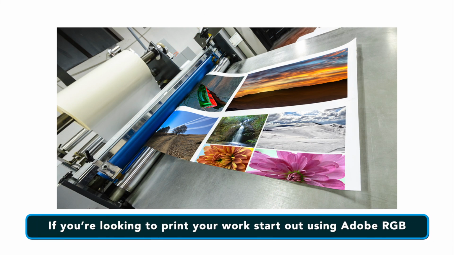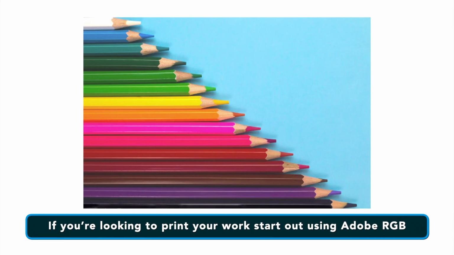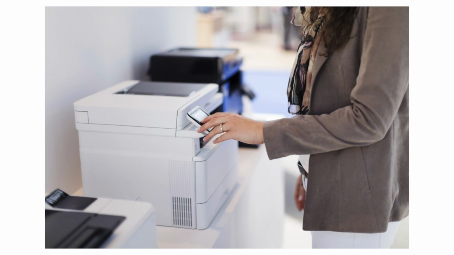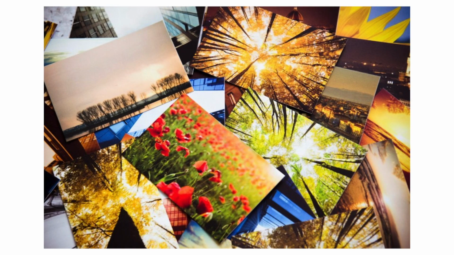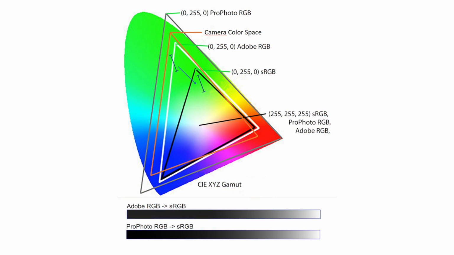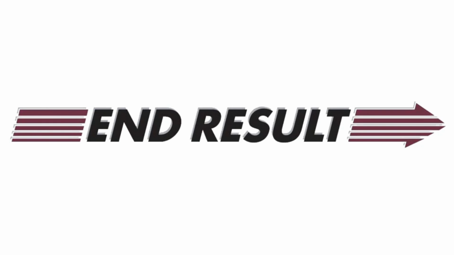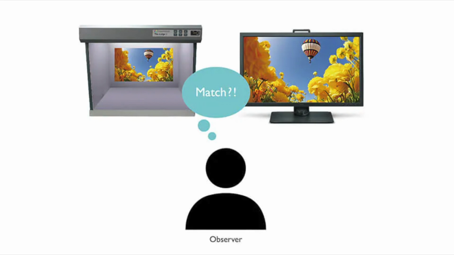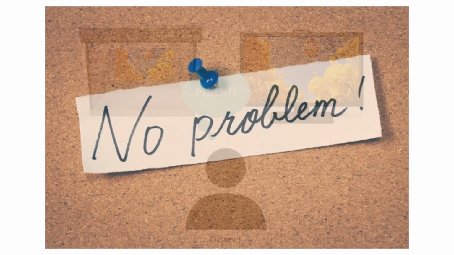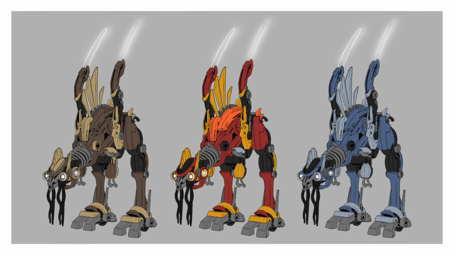If you're looking to print your work, start out using Adobe RGB if your monitor is able to view it. The reason for this is because most laser printers are capable of displaying the extra hues of green, indigo, and blue displayable by Adobe RGB, but not by sRGB. As long as you know your desired end result and work in the appropriate space from start to finish, you should have no problems with color inconsistency in your color management workflow. So how do you obtain color accuracy?